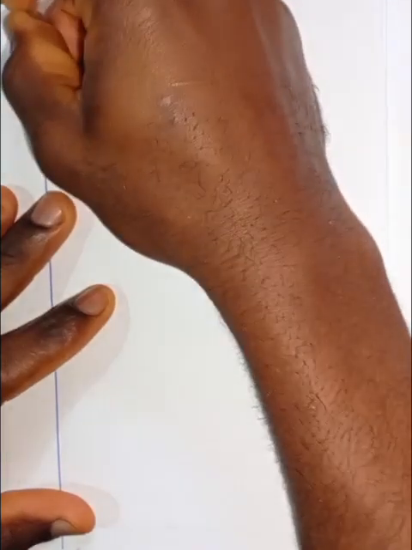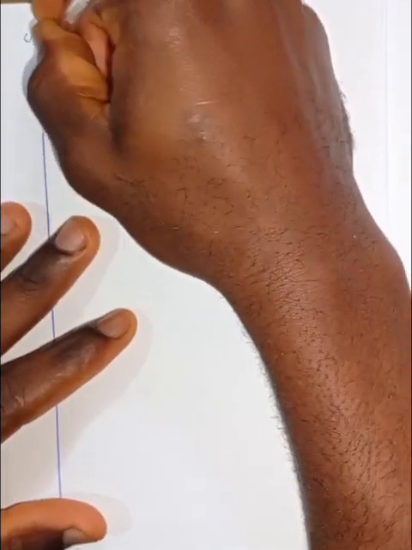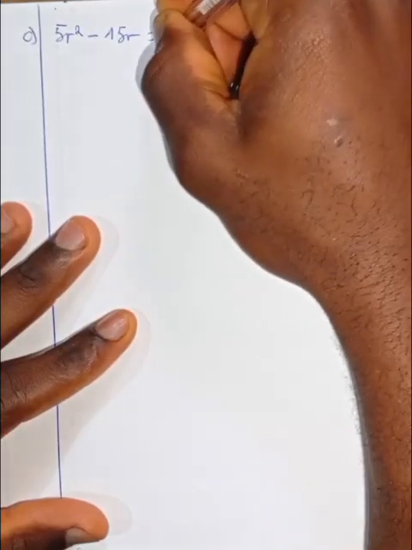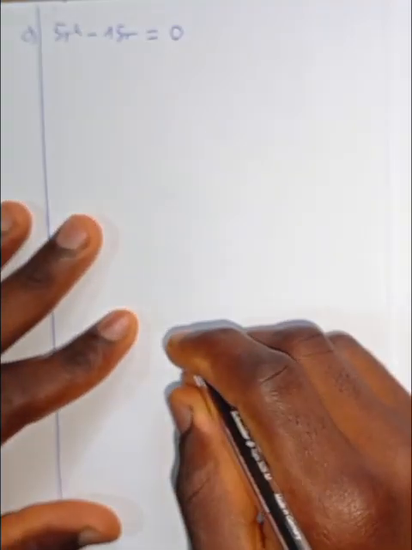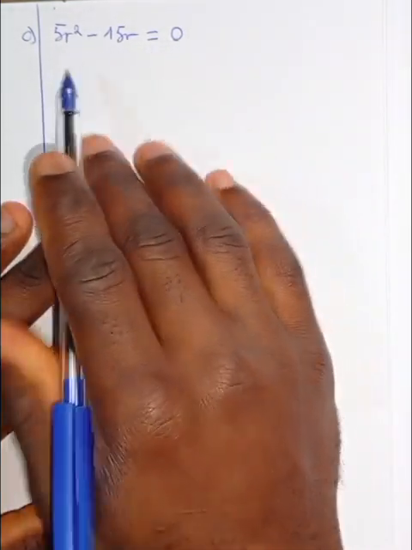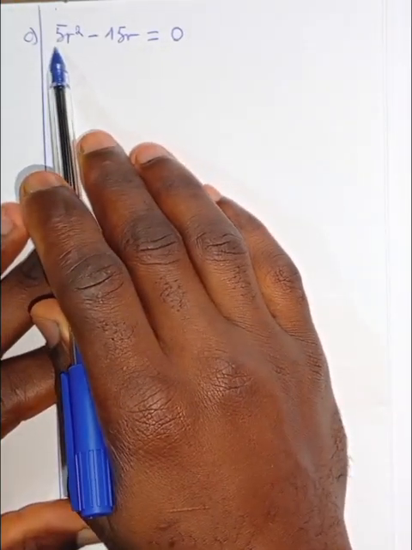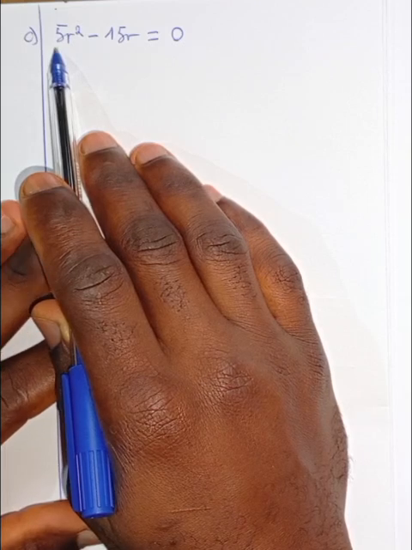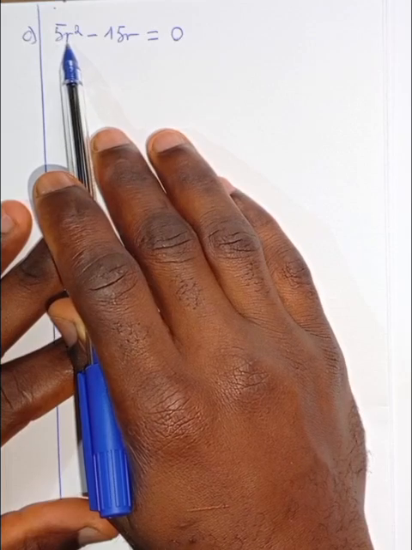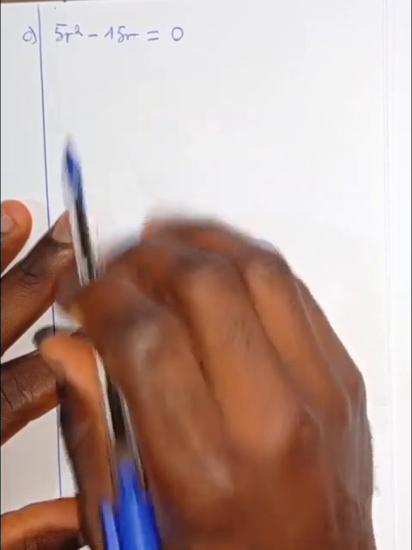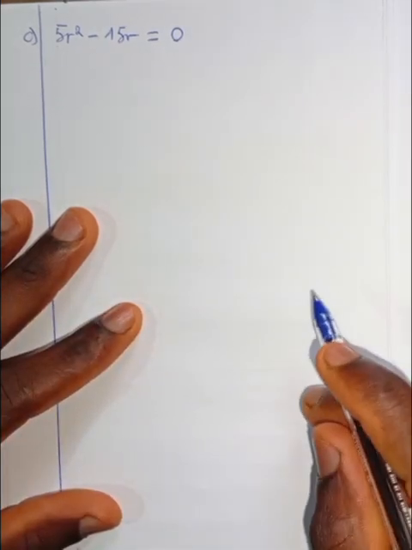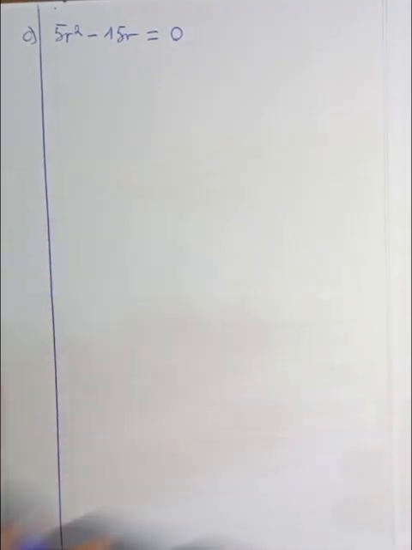Now we go to question C. For C, we have 5r squared minus 15r is equal to 0. Looking at this equation, you will see that 5 is the highest common factor of the coefficients of r squared and r. So it simply means we can divide all through this equation by 5, so that we put it in the simplest form.